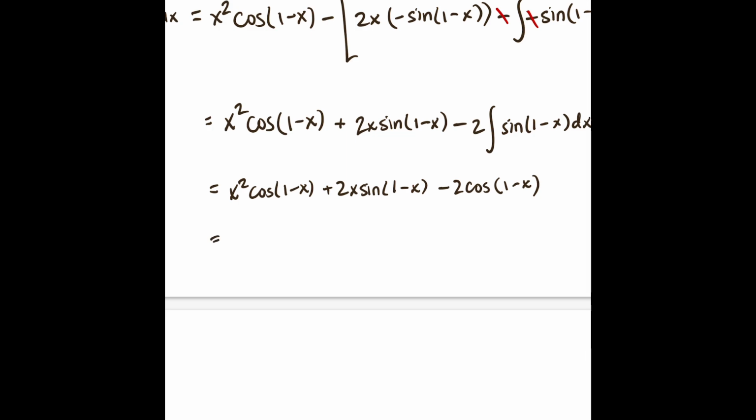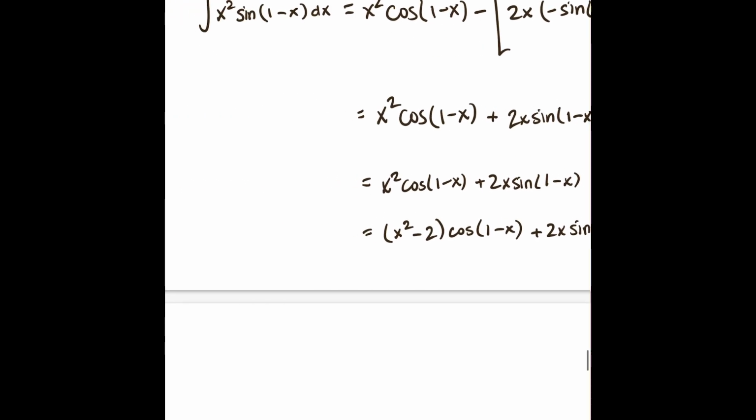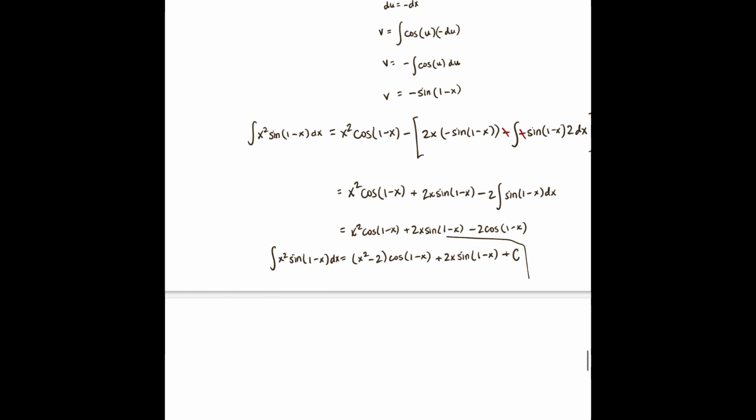If we wanted to, we could factor. So we'd have x squared minus 2 times cosine of 1 minus x plus 2x sine of 1 minus x. And because this is an indefinite integral, we need a plus c. And that's it.